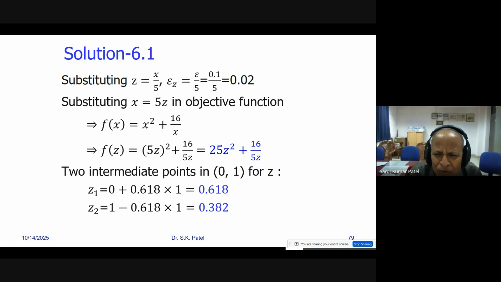Now let us find out the two intermediate points for z, z1 and z2. These are equidistant from the lower bound uz, that is 0, and the upper bound vz, that is 1. That's why 0 plus that width will be z1 and 1 minus the same width will be z2. This width, as you already know, will always be 0.618 times the present width. And the present width wz is 1, because now the range is 0 to 1. So z1 is equal to 0.618 and z2 is equal to 0.382.